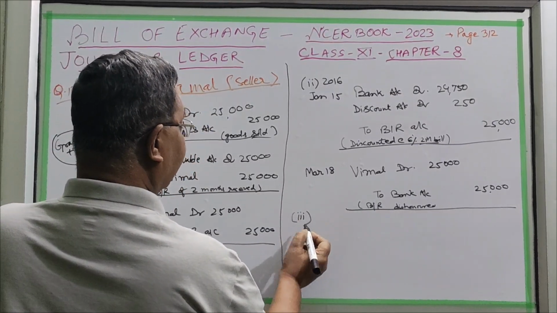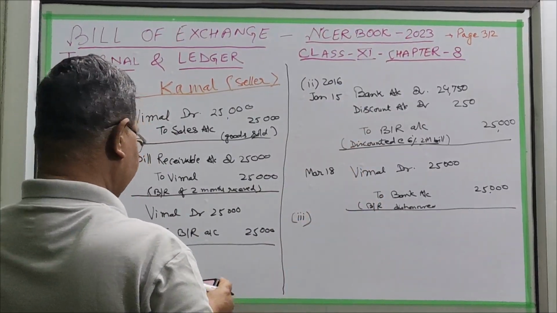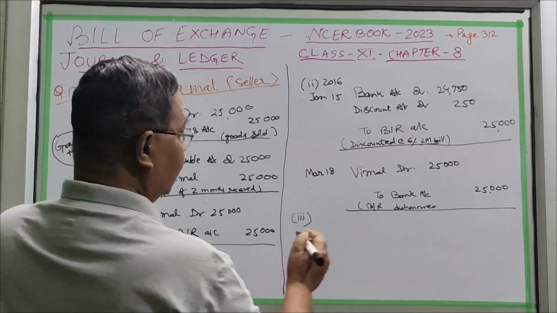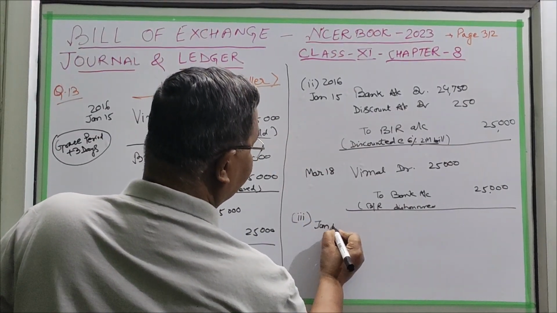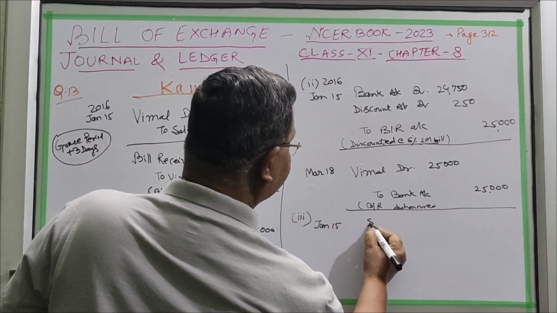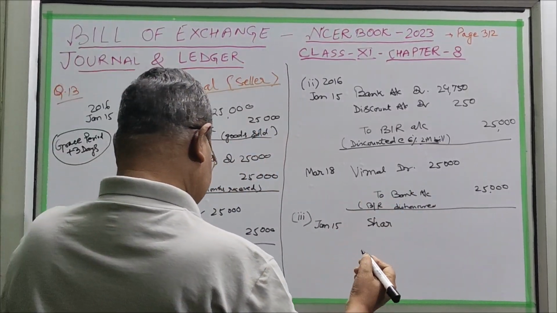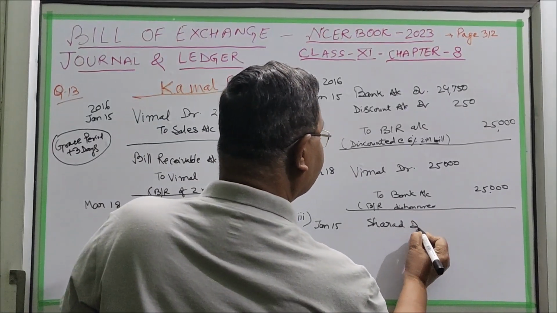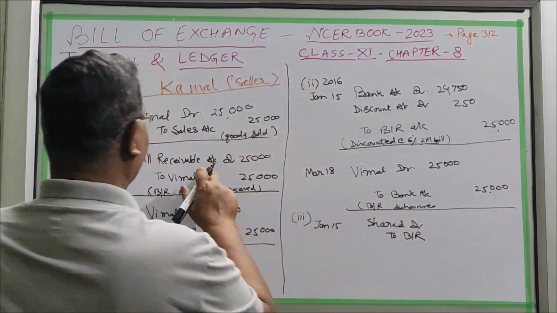Third question is there. Instead of from the bank, he endorsed the bill in favor of Sharad. So on January 15, what will be the entry? Sharad debit. We have given to Sharad, so we debit the receiver. Sharad debit to BR. The BR received.